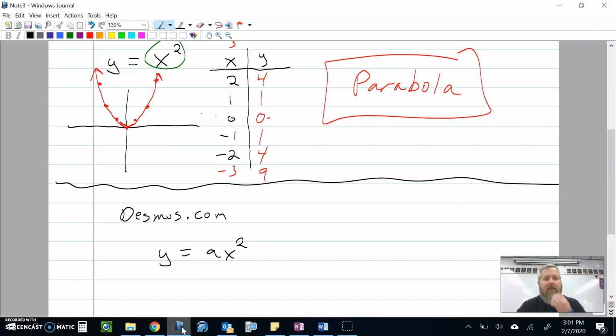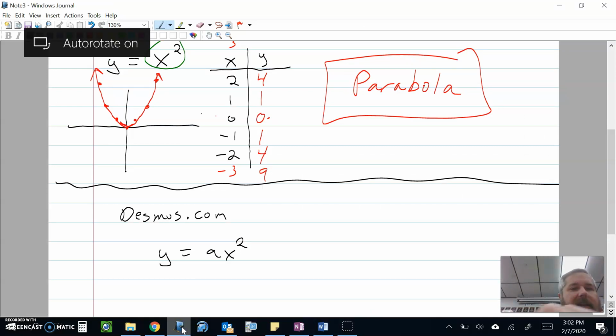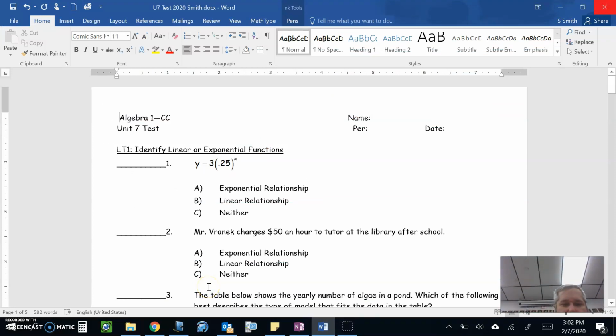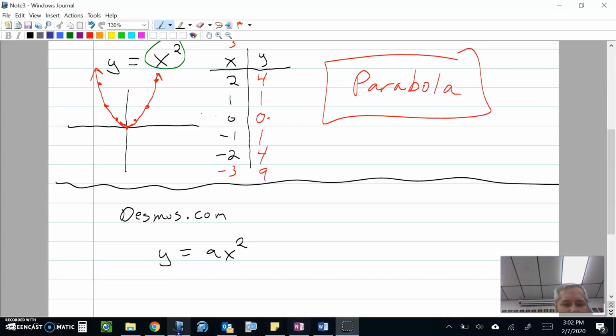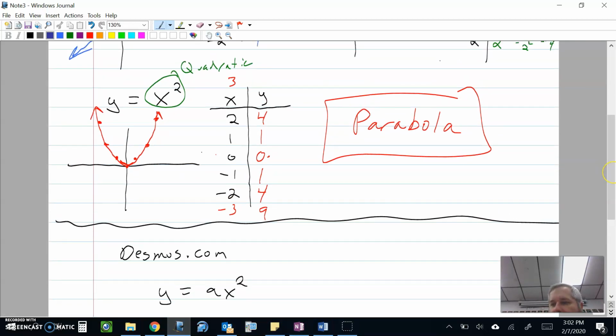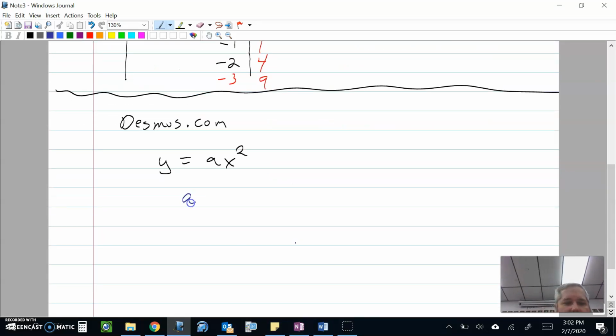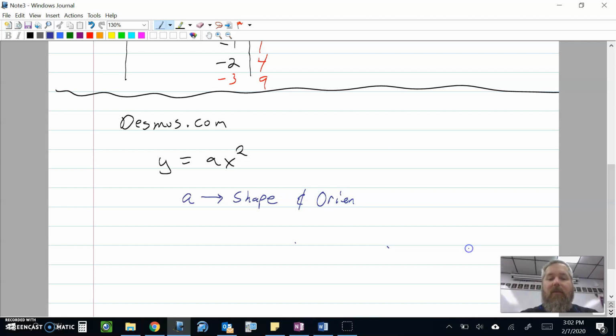So let's pull out our notes here. Check this out. A is going to dictate two things. It controls the shape, which we'll talk more about later. Right now, just know that it gets wider or narrower. We'll talk about how later. But it does the shape and it does the orientation. What do you mean by that, Smith?